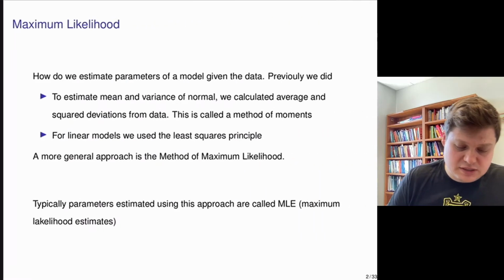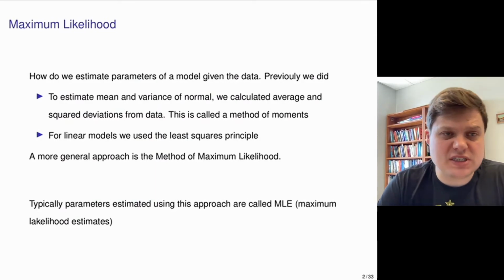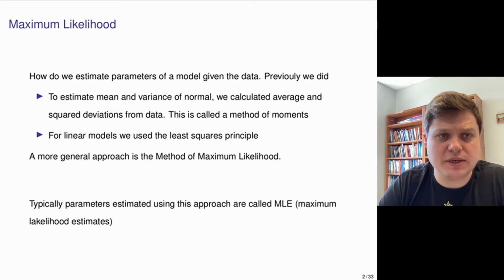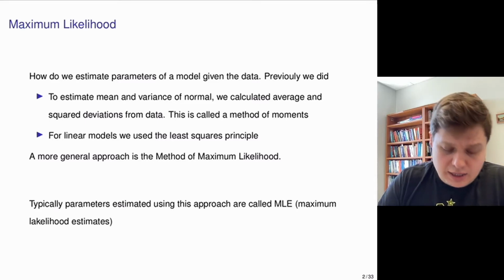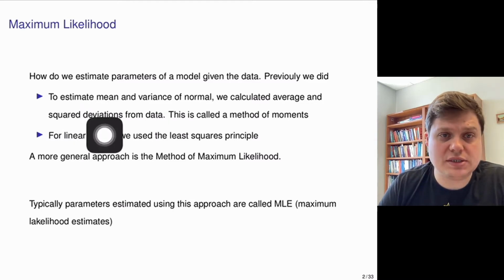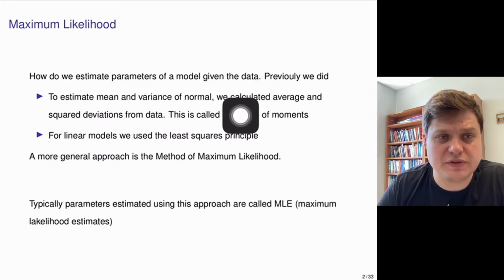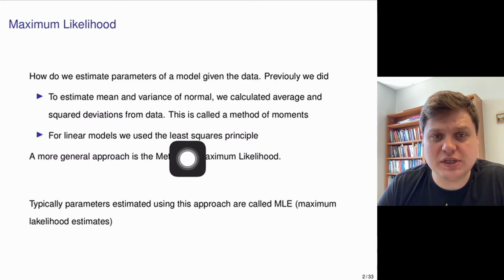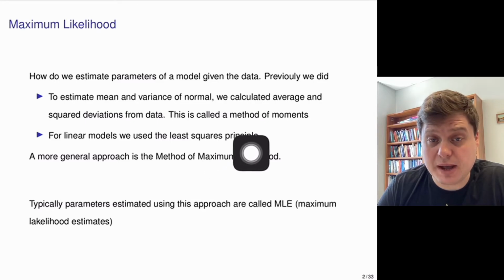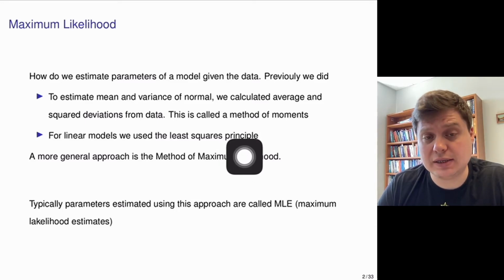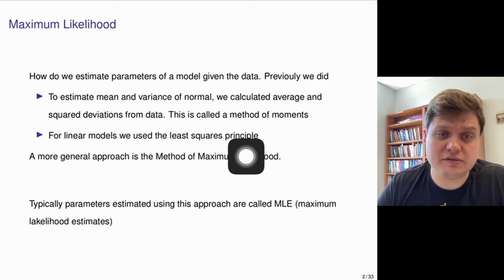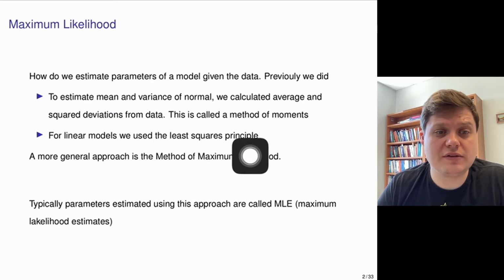But let's start with estimation. We will use the principle of maximum likelihood to perform the estimation. And this is how we're going to estimate the parameters of the model. As I mentioned previously, for the normal, we calculated the average from the sample and then squared deviations to estimate the parameters of the normal. And for linear models, we used the least squares principle. And in a simple linear model case, when you only have beta 0 and beta 1 parameters, we were able to analytically calculate them using correlation, averages and standard deviations calculated from the sample.